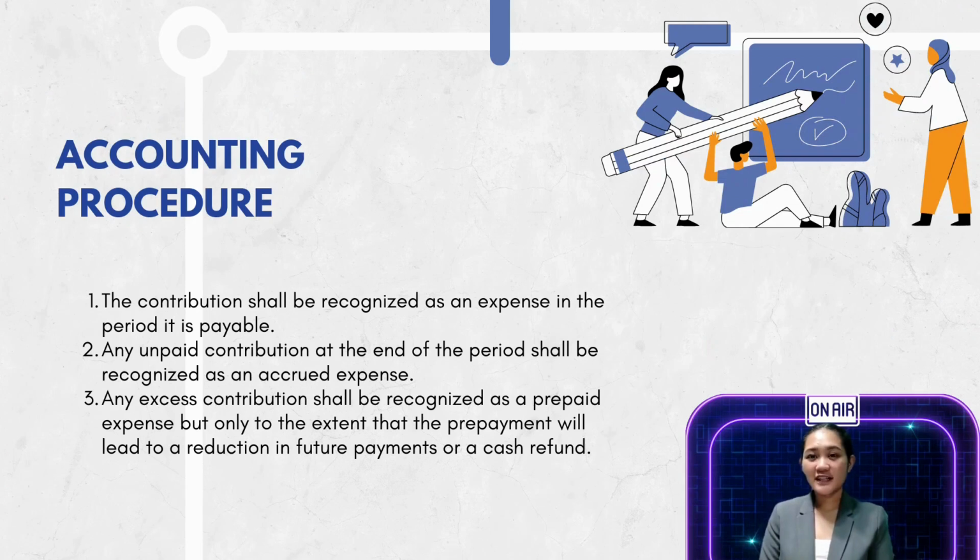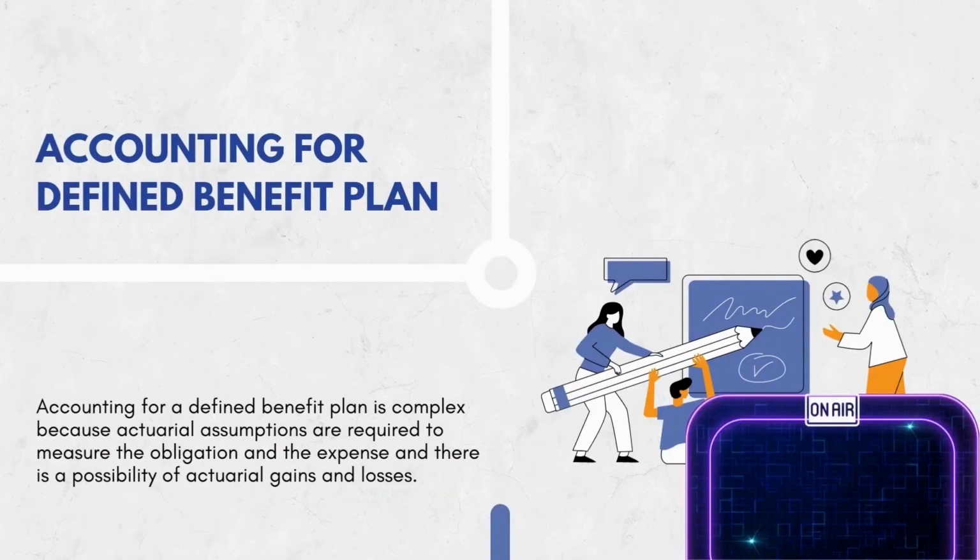So now, let us proceed to the accounting procedure. There are three accounting procedures which include, first, the contribution shall be recognized as an expense in the period it is payable. Second is any unpaid contribution at the end of the period shall be recognized as an accrued expense. And lastly is any excess contribution shall be recognized as a prepaid expense, but only to the extent that the prepayment will lead to a reduction in the future payments or a cash refund.